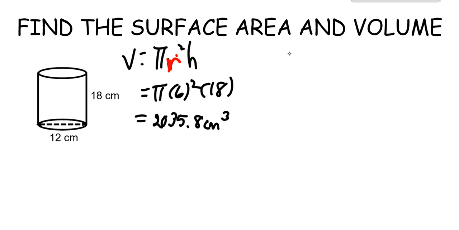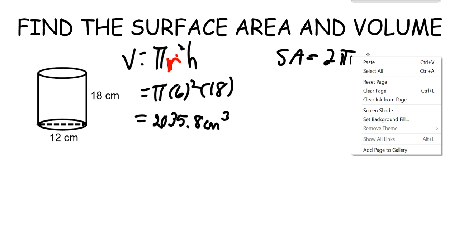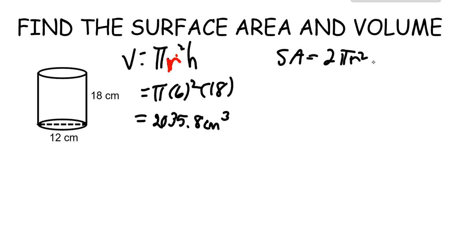Surface area is 2 pi r squared plus 2 pi r h. This part here, the 2 pi r squared, represents the 2 circles, and the 2 pi r h represents the middle part of the cylinder.